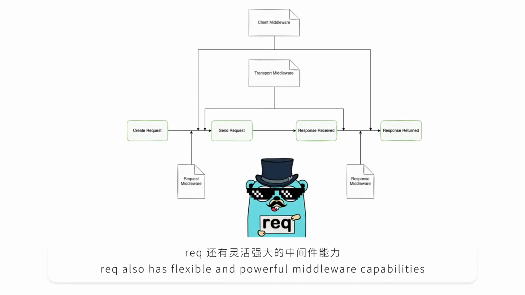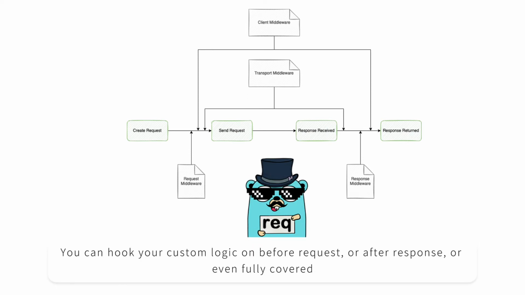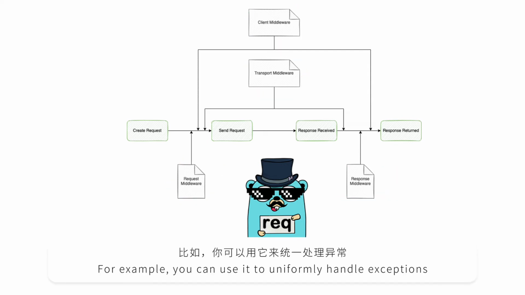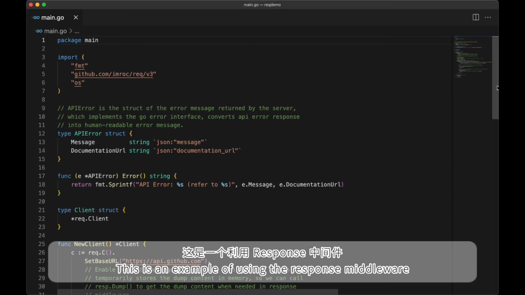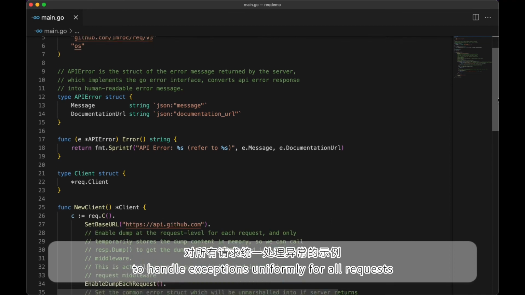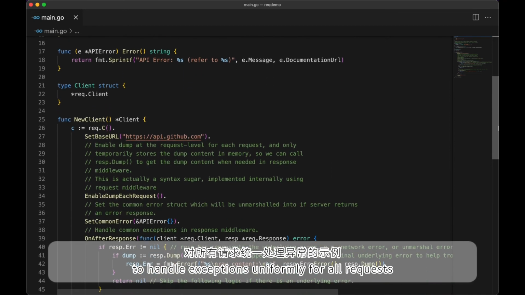Rig also has flexible and powerful middleware capabilities. You can hook custom logic before the request or after the response, or even fully override it. For example, you can use it to uniformly handle exceptions, record logs, metrics, and report information to the tracing system, and so on. This is an example of using a response middleware to handle exceptions uniformly for all requests.